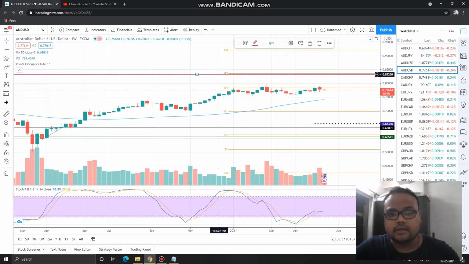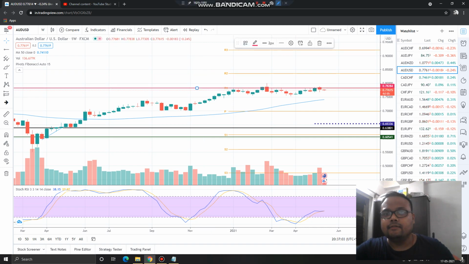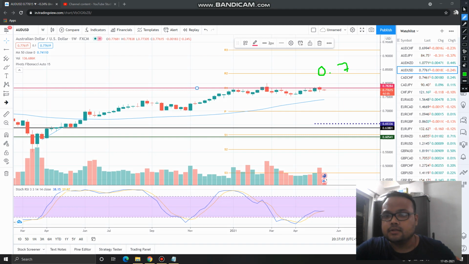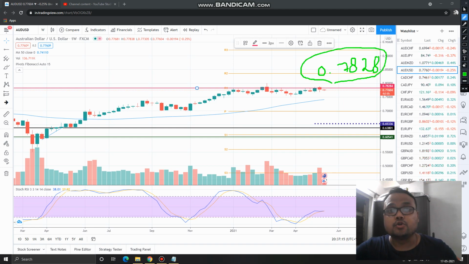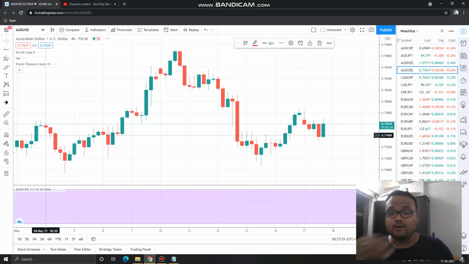Therefore, this resistance is very crucial for the market, and the level is 0.7828. This is a very crucial resistance for the market. The market has been trying to cross this resistance since January. Now let's switch to our 4 hours time frame.